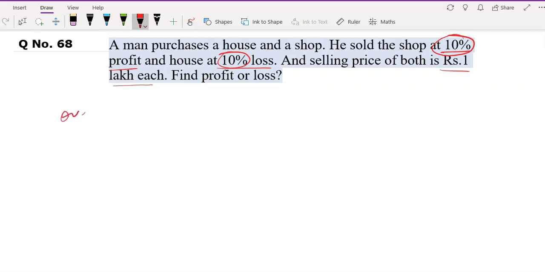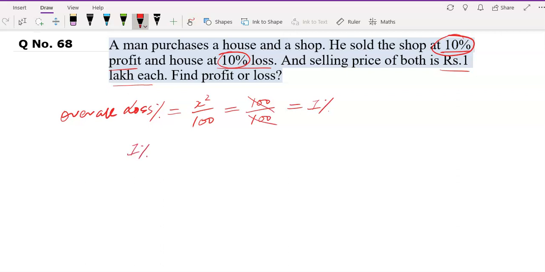So our overall loss percent, we know the formula, it's x square upon 100. So our x is how much? 10% loss and 10% profit. So 10 square will be how much? 100 upon 100. So we have a loss of 1%.